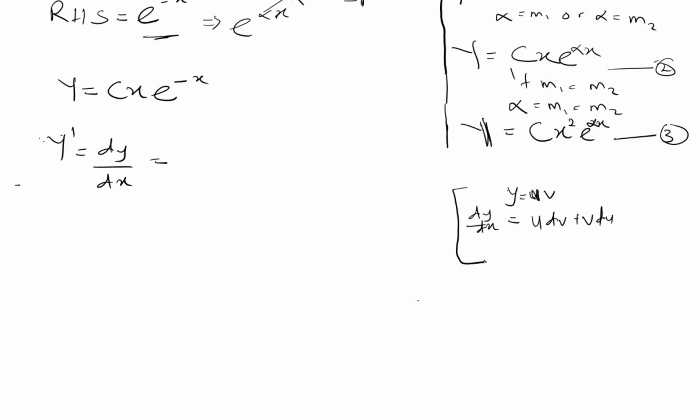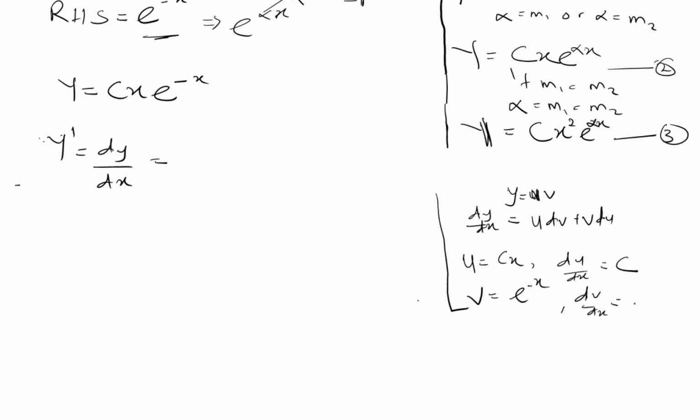So from that, let u be equal to cx. Therefore, du by dx is equal to what? c, differentiating with respect to x. And let v be equal to exponential of minus x. Then dv by dx is going to be negative exponential of negative x.